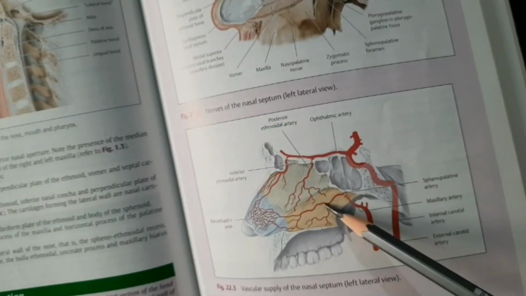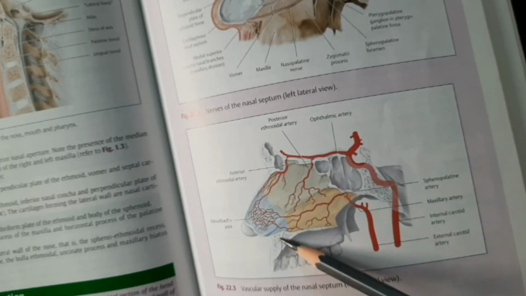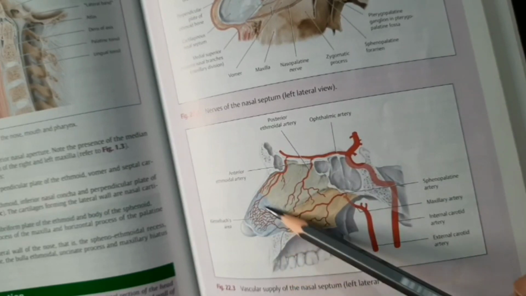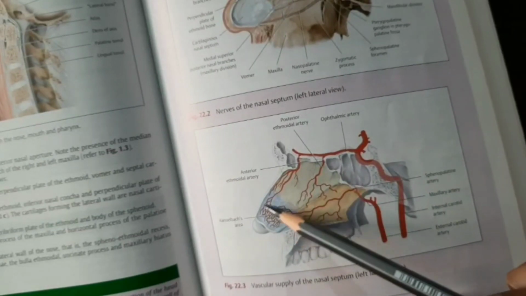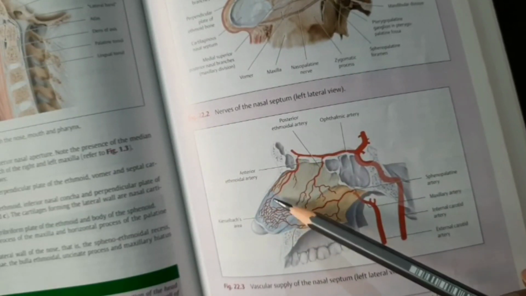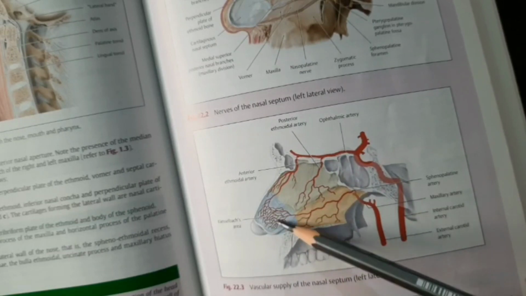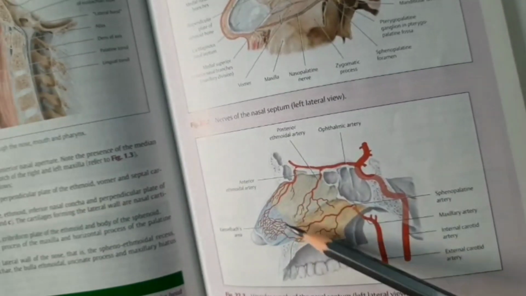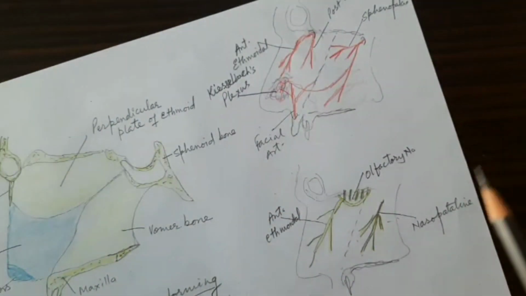This is the sphenopalatine artery, anterior and posterior ethmoidal. The facial artery he has not shown, but the superior labial branch of the facial artery will also come here. And this is that plexus, which will be the arterial plexus in the mucosa covering that cartilaginous part. Okay. So this is the common site for bleeding from the septum, right?